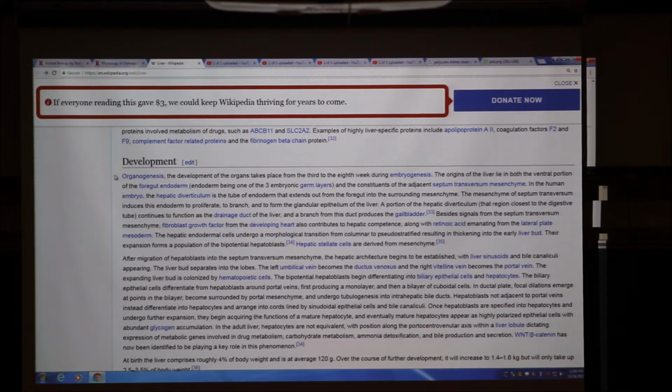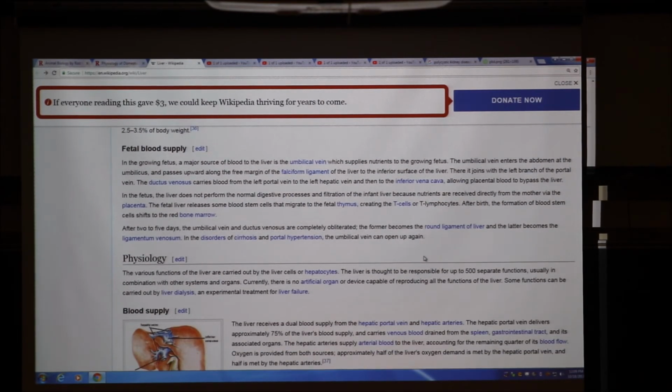So then here you've got organogenesis. That means how the liver is made. It's made early in fetal life. I suspect they're talking about humans here. It takes place from the 3rd to 8th week of embryogenesis. That just means the embryo is being formed.